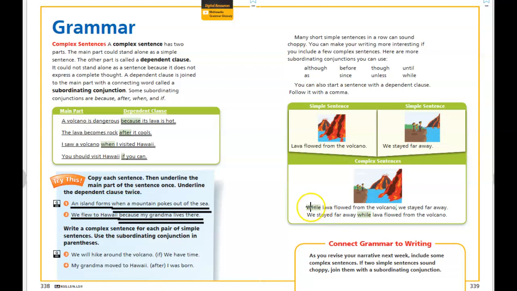So that sentence used the conjunction right away. Or we could just write it this way. We stayed far away while lava flowed from the volcano. Okay, so that is the way that we were looking at over here. And this first one is a different way that we can do it, using the conjunction first and then putting in a comma to connect the two sentences.